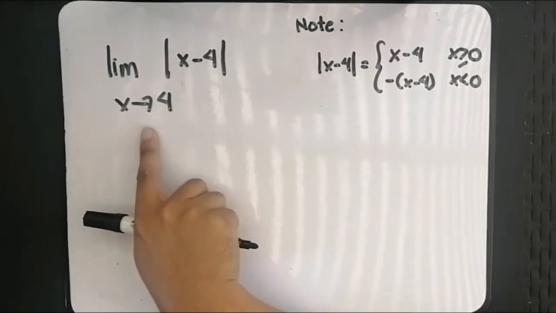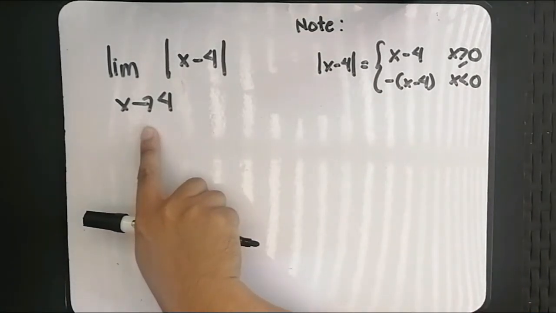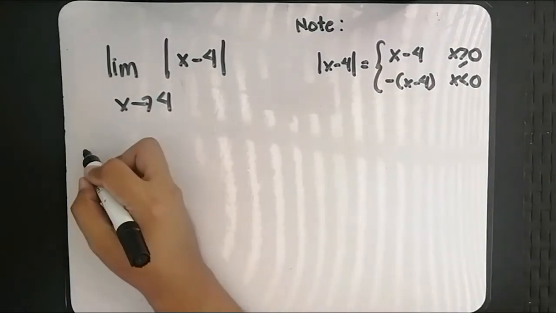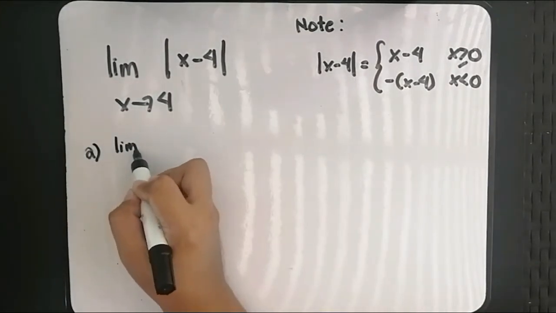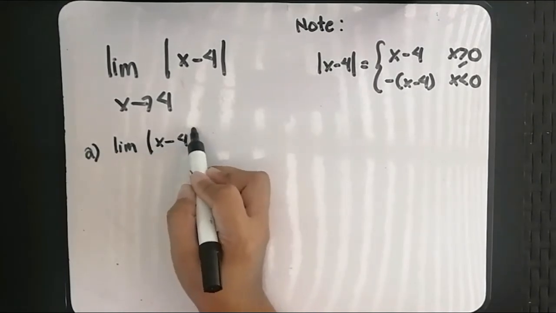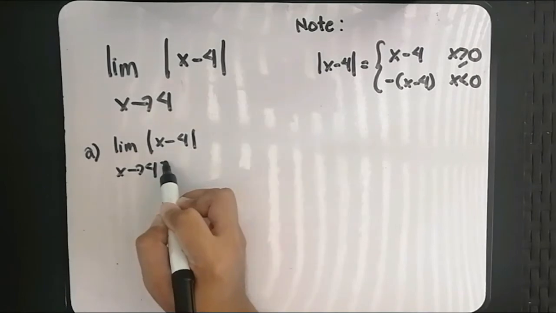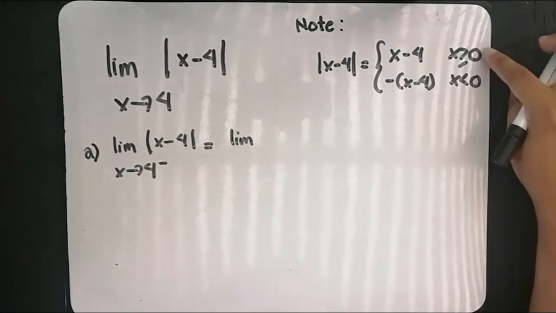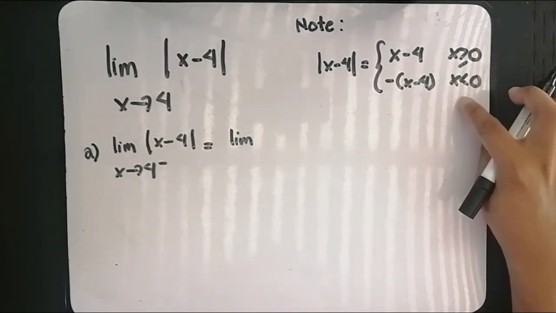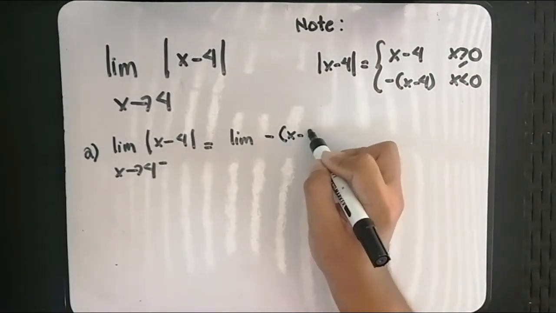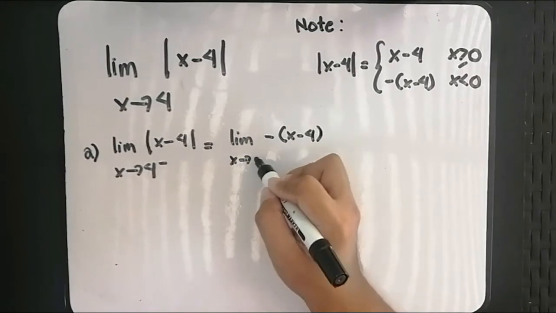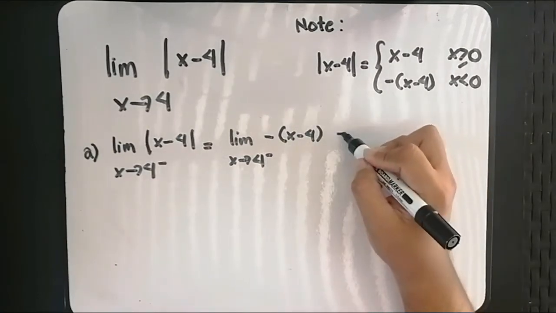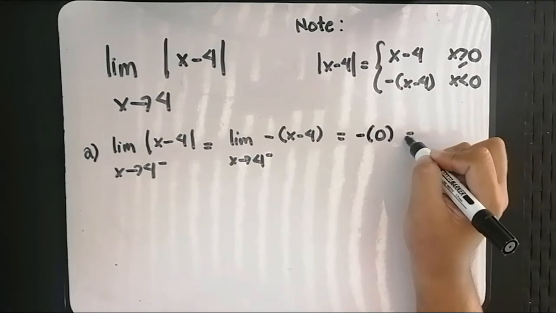Now, we wish to find the limit of the absolute value of x minus 4 as x approaches 4. How do we do that? Again, we apply the one-sided limit. We first check the limit of the absolute value of x minus 4 as x approaches 4 from the left. That is now equal to the limit of, alin dito? Gamitin natin yung second kasi ito yung less than 0. So we have the negative of x minus 4 as x approaches 4 from the left. Since polynomial to, pwede lang nating ipasok yung 4. So the answer is the negative of 0, or that is 0.